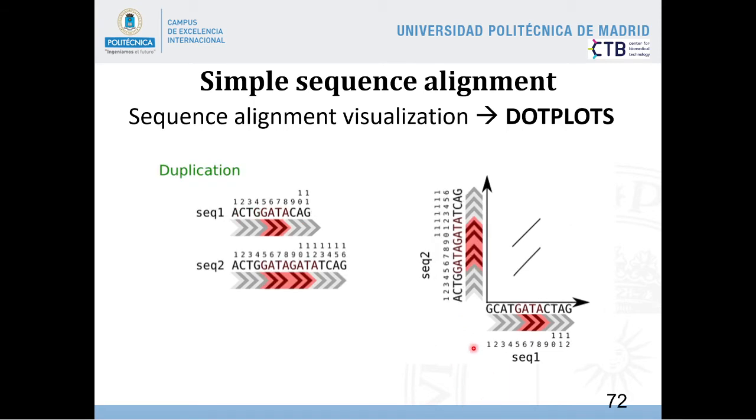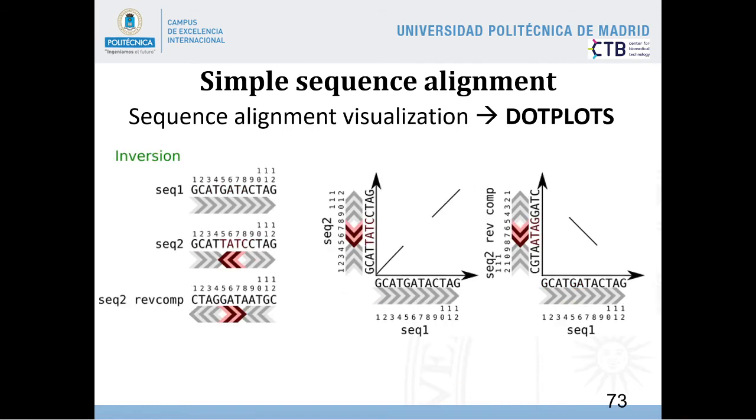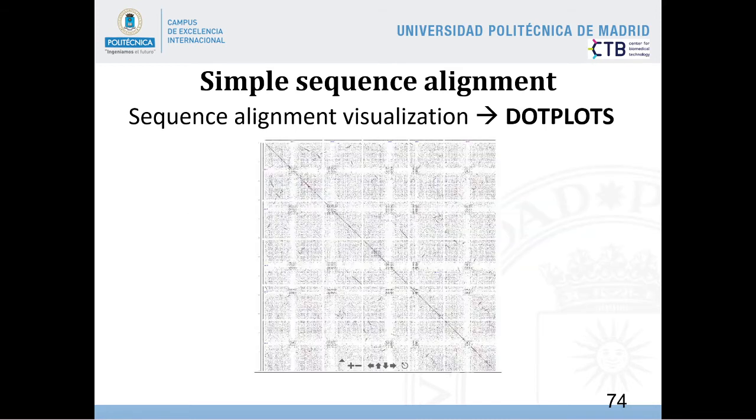Here you can see duplications when you have two diagonals at the same time, or for example inversions when we have the diagonal the other way around. So it is cross to the original alignment. Okay. This is what would be a dot plot in real. Okay, not just those pictures that are very well seen.